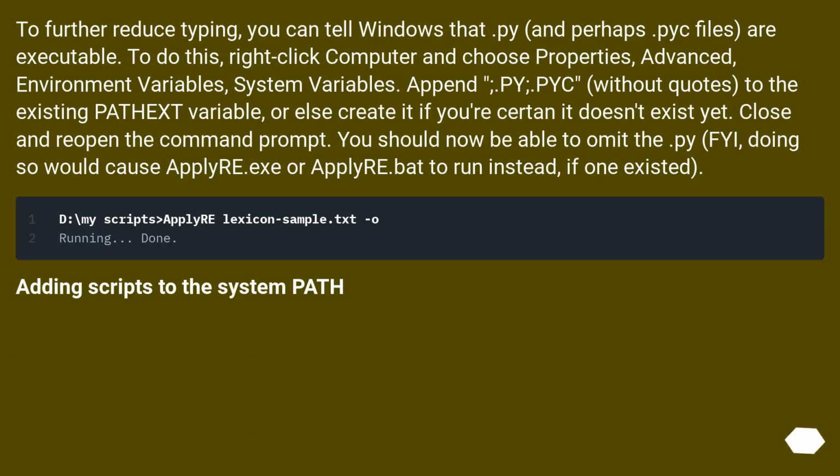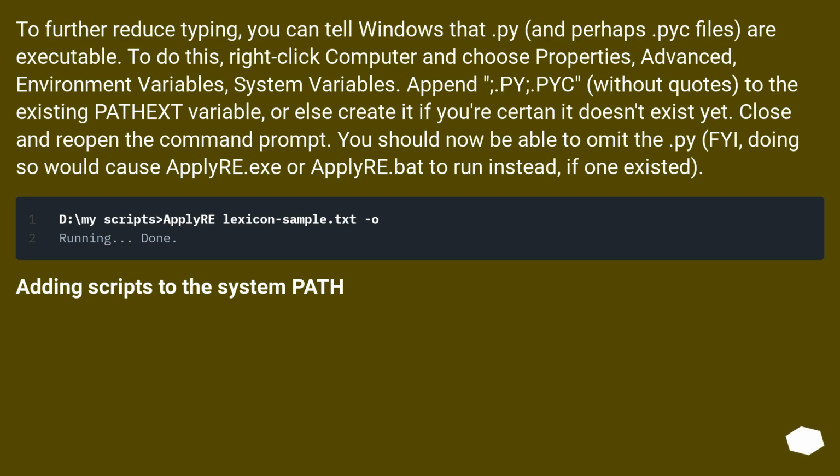To further reduce typing, you can tell Windows that py, and perhaps pyw files, are executable. To do this, right-click Computer and choose Properties, Advanced, Environment Variables, System Variables. Append .py;.pyw, without quotes, to the existing pathext variable, or else create it if you're certain it doesn't exist yet. Close and reopen the command prompt. You should now be able to omit the .py. FYI, doing so would cause applier.exe or applier.bat to run instead, if one existed.